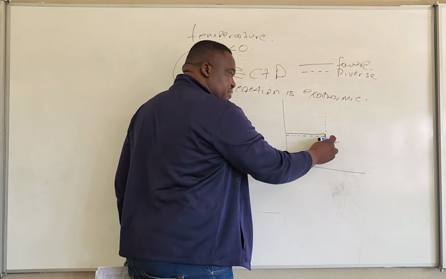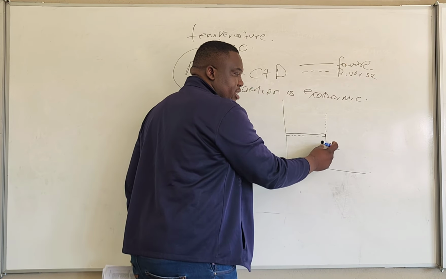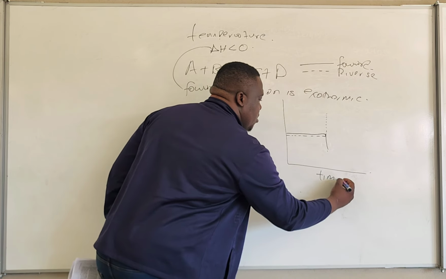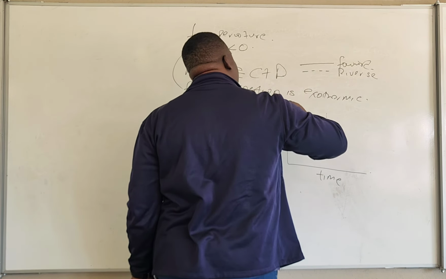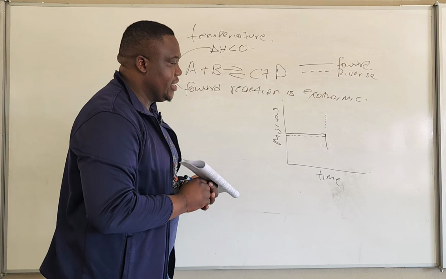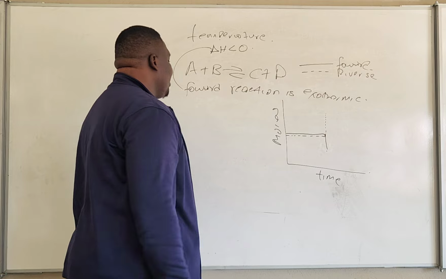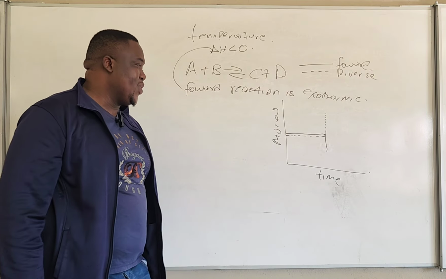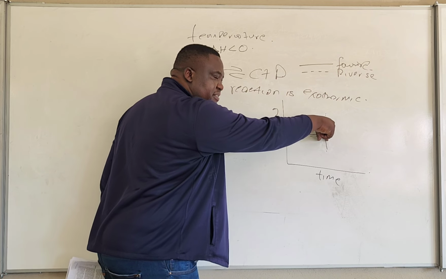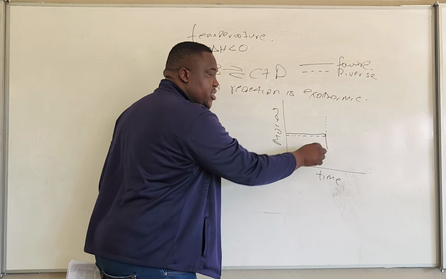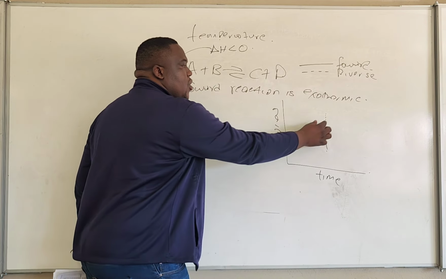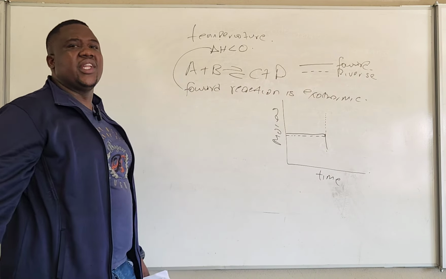The solid line has decreased. You see that the solid line has decreased? Let me write time, and let me write moles. A teacher once complained that I write graphs without writing units. Although it's a demonstration, let us do it. So look, the forward reaction is decreasing, right? The reverse reaction is increasing.